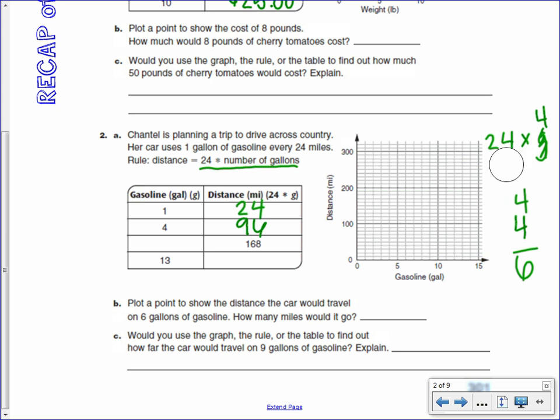It would be weird if we had all the 24 facts memorized. That's why I always give you space to work, because I never expect you to just know that. 24 times 4 equals 96.